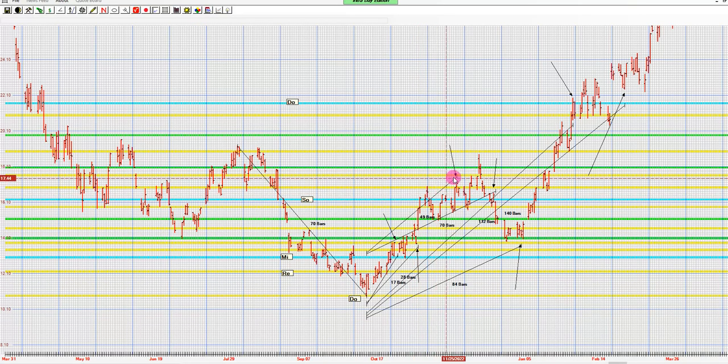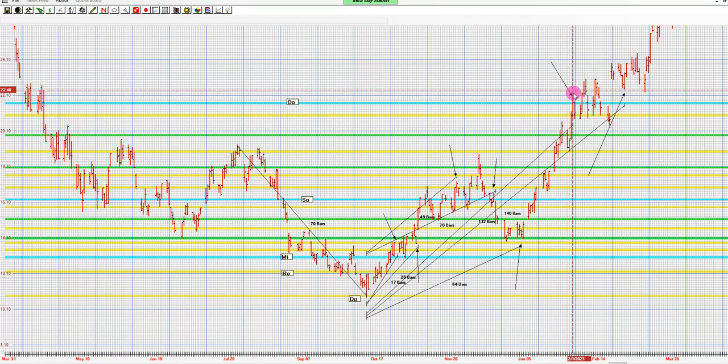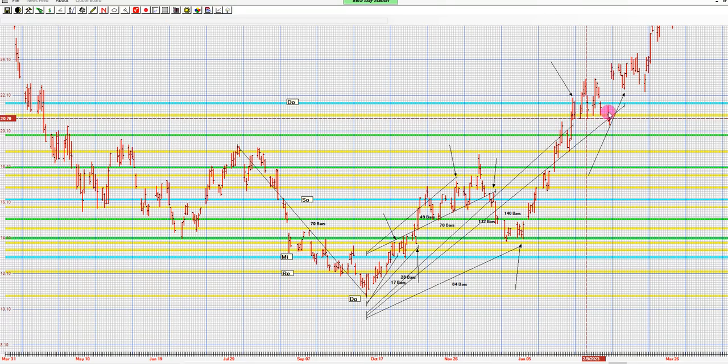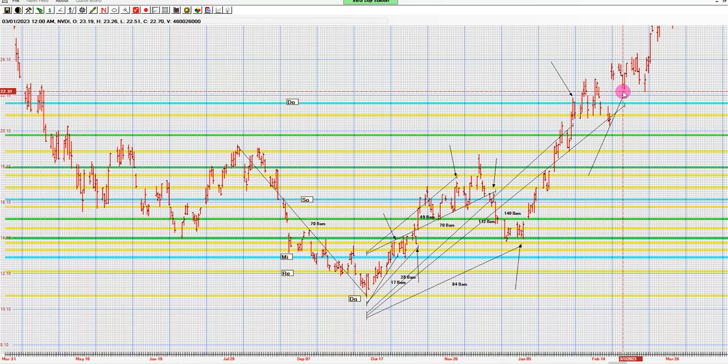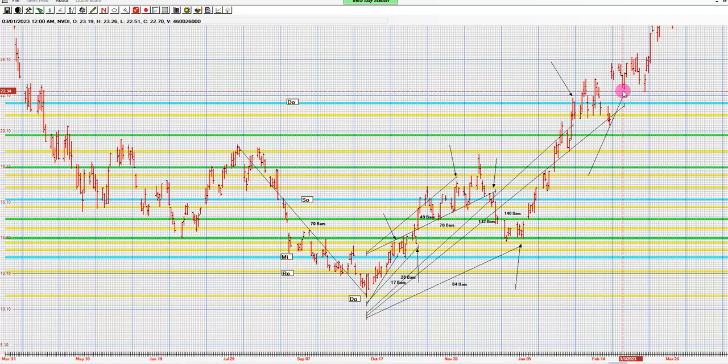The next point was this high here. Then we had a high here, a low here, a high here for a couple days down, and then this low here is the octave, or the 140 bar count over here to this low. So that's the end of that upper time octave.